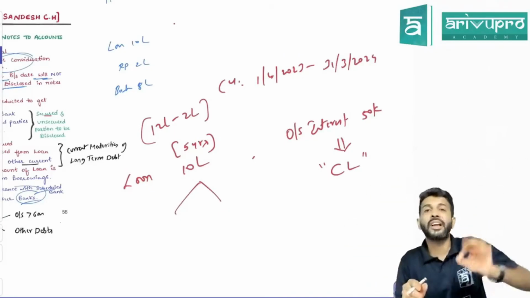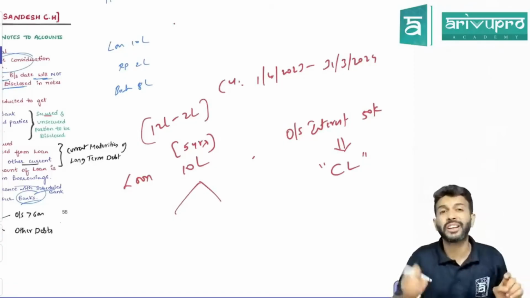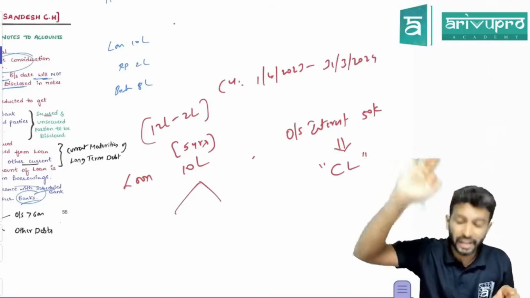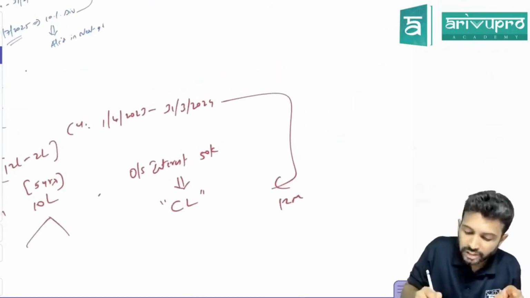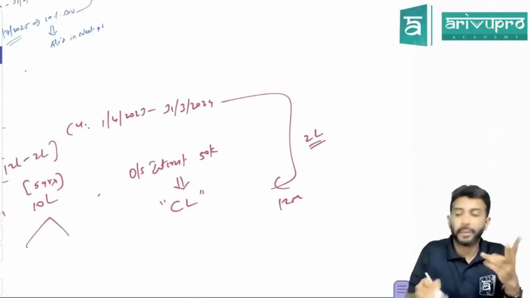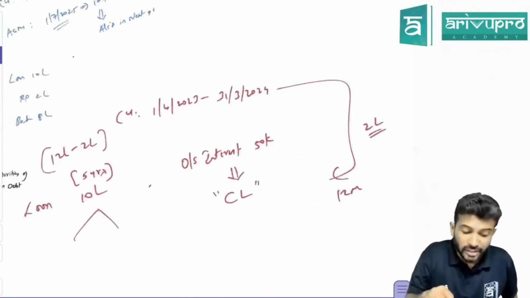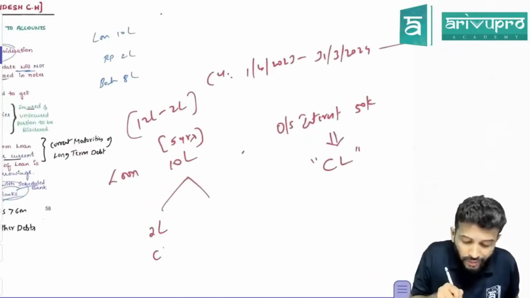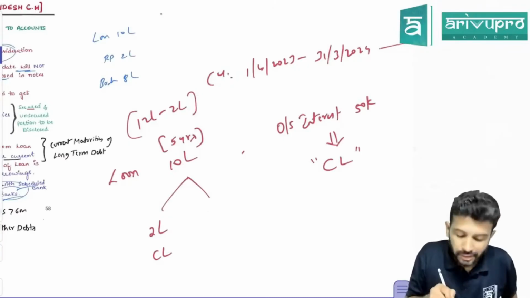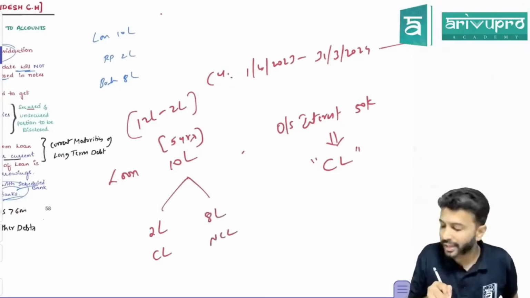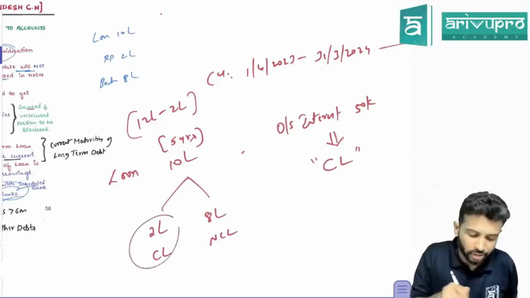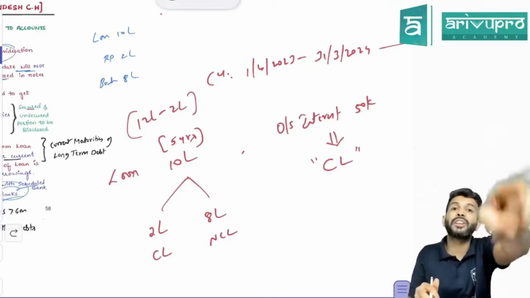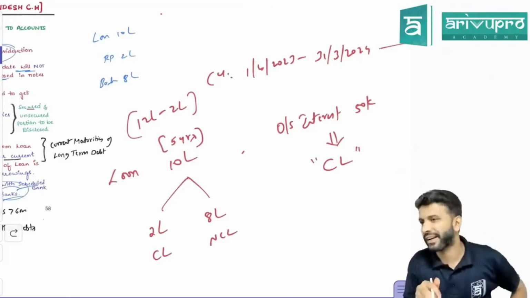Current liability means those liabilities which are expected to be settled within 12 months from the balance sheet date. Within 12 months of the current year, how much money are you expecting to repay? 2 lakh. Principal of 2 lakh you need to repay. So out of this 10 lakh, 2 lakh you have to show as current liability. Balance 8 lakh you have to show as non-current liability. Understood? Why? Because this 2 lakh payment is expected to be made within 12 months from the balance sheet date. That's the reason.